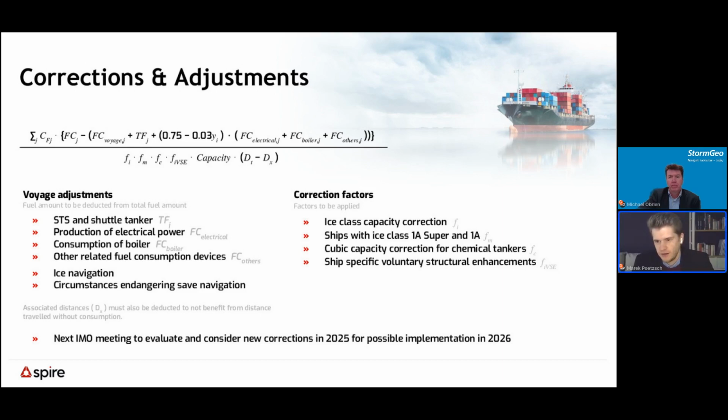There are further corrections and adjustments that have been discussed even previously to the introduction of CII, but a vast number of them have not been implemented and are up for reconsideration in the year 2025. At that point, the IMO will be reviewing the CII data that has been reported and potentially discuss again what other correction factors might be necessary to correct for any unfair disadvantages that ship owners experience.